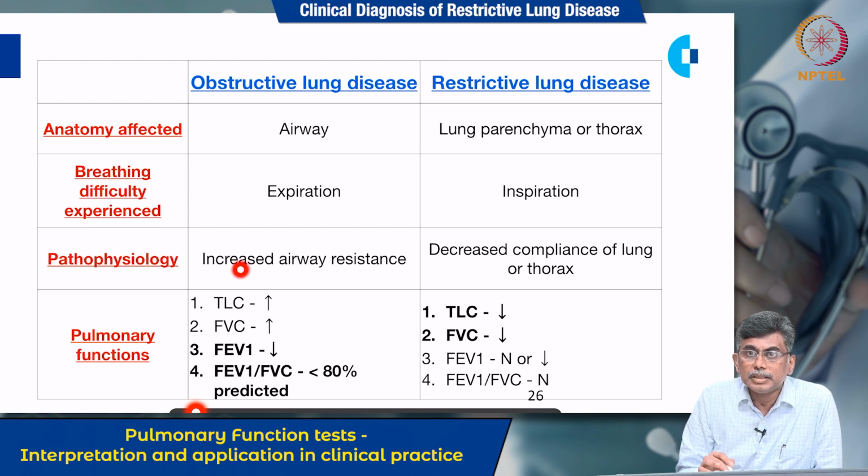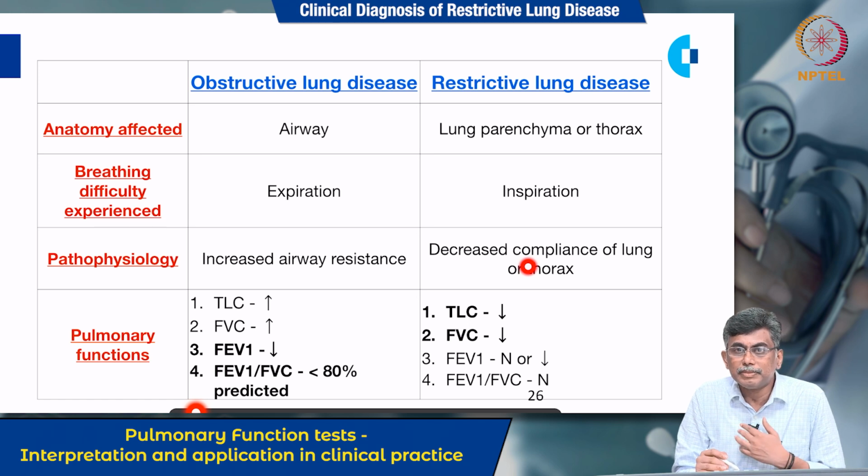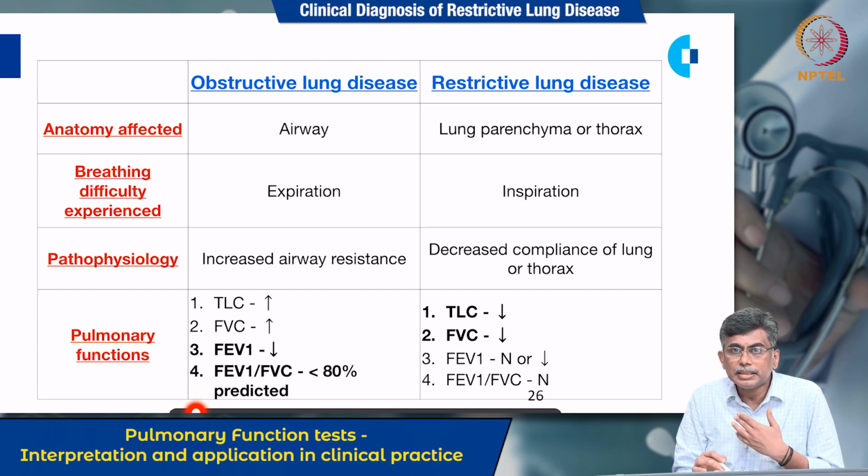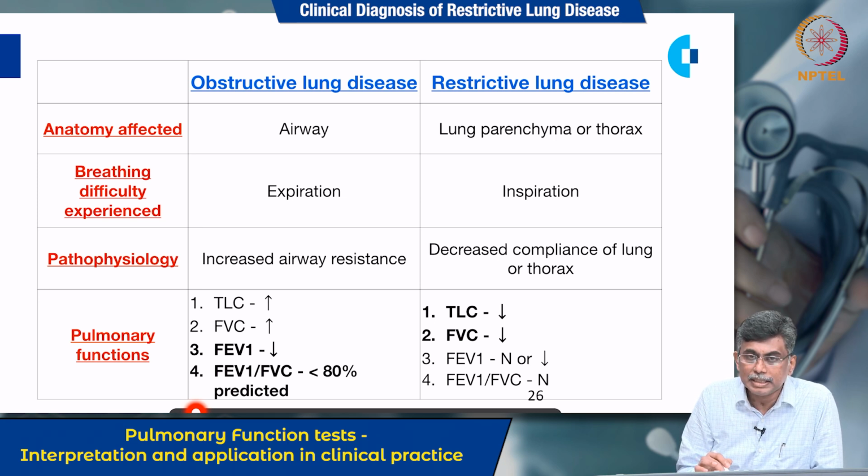The pathophysiology is that in obstructive lung disease the problem is increased airway resistance. The pathophysiology in restrictive lung disease is decreased compliance of the lung or the thorax. And in the pulmonary function test, the most important thing which we observe in obstructive lung disease is decrease in the forced expiratory volume at first second. FEV1 is reduced, and we can see that FEV1 by FVC will be less than 80% of predicted. That is what happens in obstructive lung disease. In restrictive lung disease, the main thing is the total lung capacity and forced vital capacity are reduced.